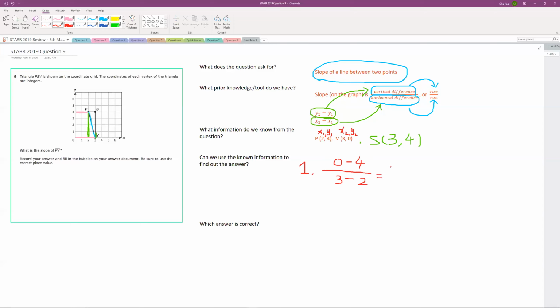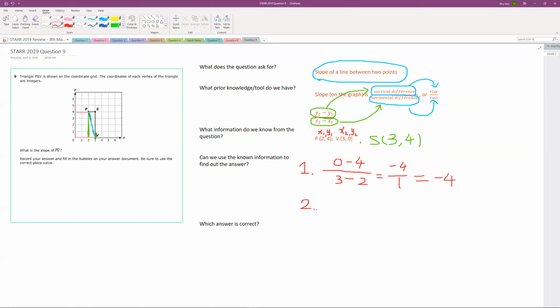So 0 minus 4 is negative 4. 3 minus 2 is 1. Negative 4 divided by 1 is negative 4. So that will be the slope. And there's a second method.